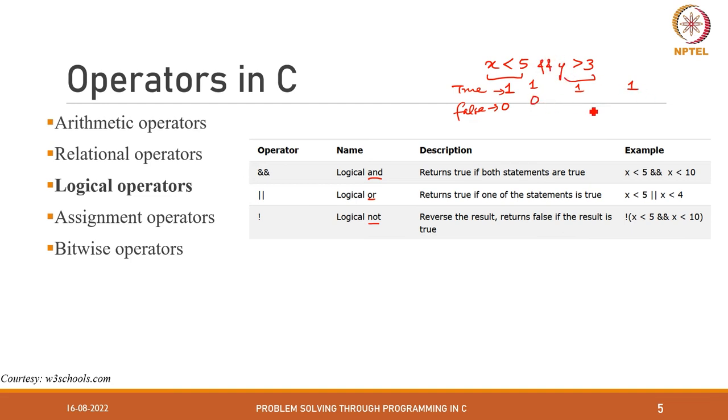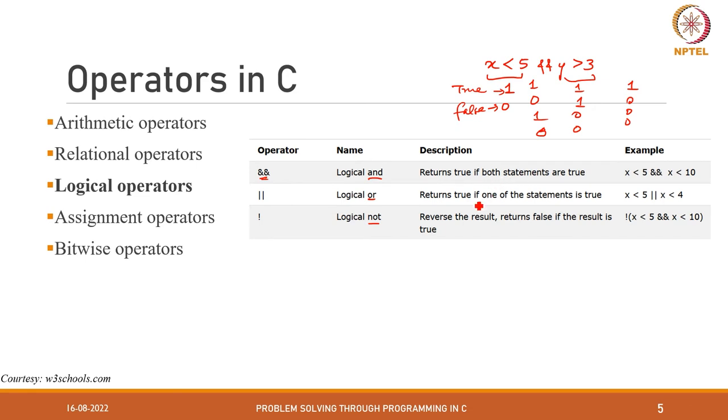Even if one of them is false or both are false, it will return false. That is what a logical AND does. Only if both are true, it will return a true. If either of them is false or both are false, then it will return a false. That is how the AND operator joins two different relational statements.